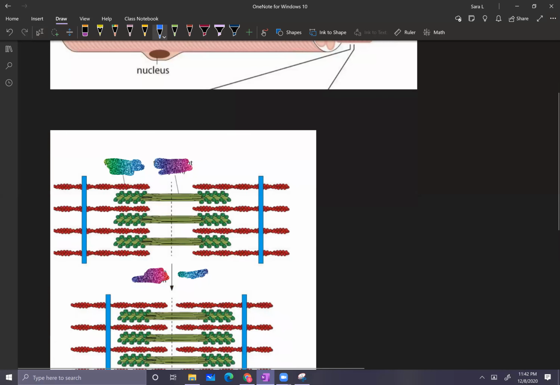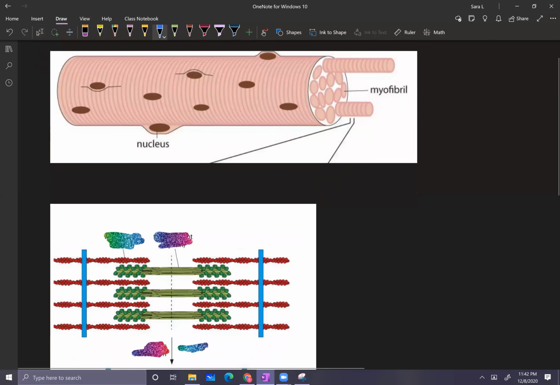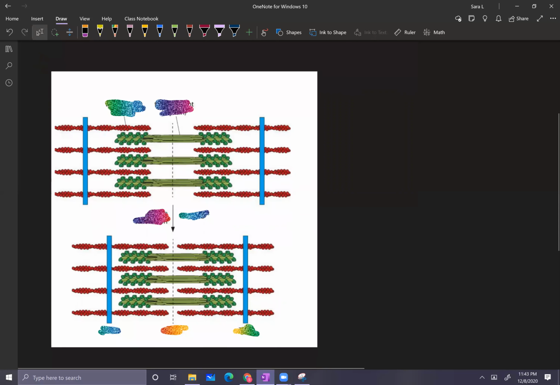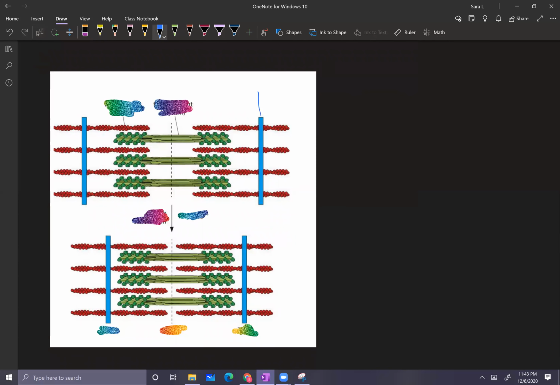myofibril. And each one of these little discs up here in this myofibril, so like this little disc right there, that is called a sarcomere. And you can see how on each one of these sarcomeres, there are these little bold edges. So if I were to go through, that's kind of like the sarcomere distance. And these sarcomeres are actually represented in this image by these blue lines. So this is our sarcomere right here, okay?